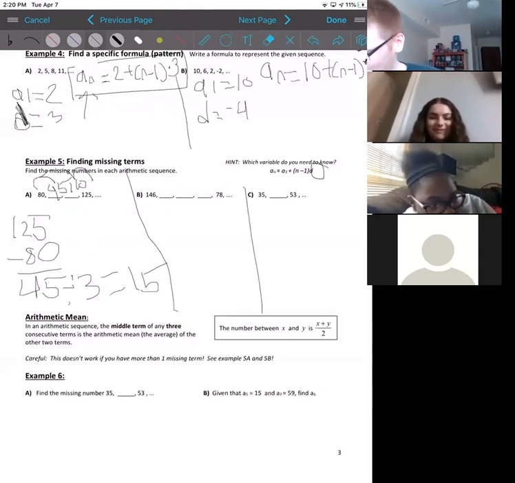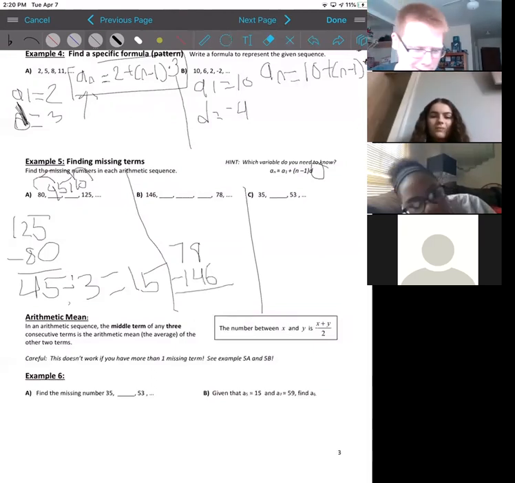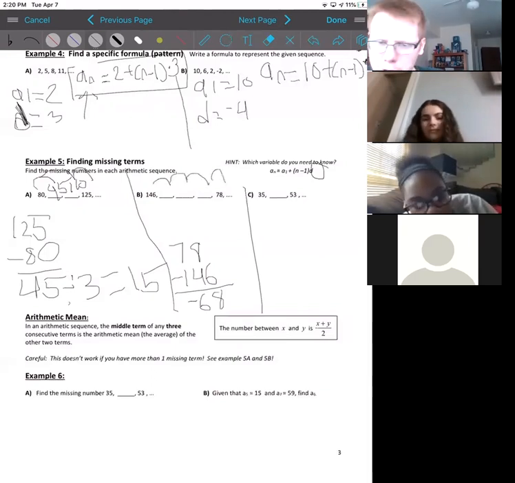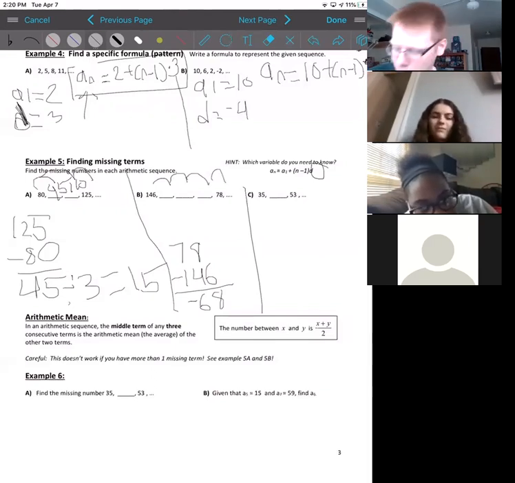Let's see if we can apply that idea to this one. So take your last term that you know, subtract the first term from it. So if you subtract 78 minus 146, I don't want to screw this up, that would be 22 plus 46, that's 68, so negative 68. Think about how many jumps you're going to make. Well, you'd have 1 jump, 2 jumps, 3 jumps, 4 jumps. So we're going to cut it into 4 equal pieces.